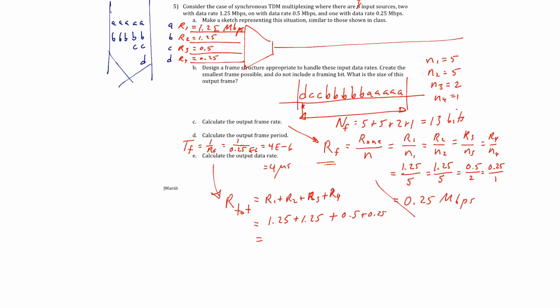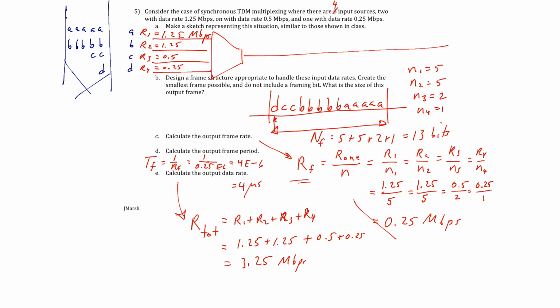So I hope that this example helps you in creating frame designs and doing the calculations for TDM multiplexing, where we have different speed inputs. Hope this helps.